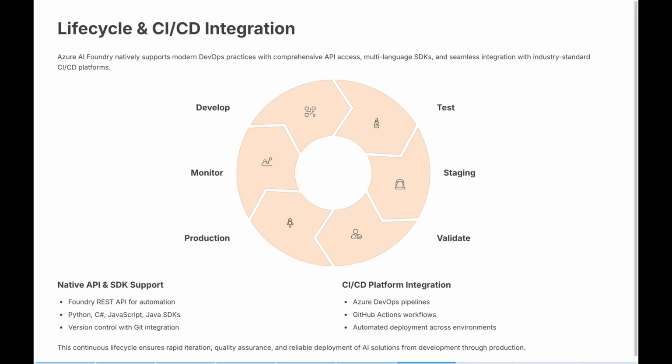With the Foundry API and SDK, you have options in Python, C#, JavaScript, and Java. They make automation seamless. You can version your code in Git, run evaluations as part of your pipeline, and deploy via Azure DevOps or GitHub Actions, just like code. The Foundry REST API gives you programmatic access to models, agents, evaluations, and deployments. This means your DevOps engineers can manage Foundry resources the same way they manage infrastructure.